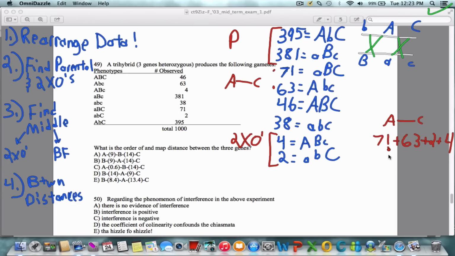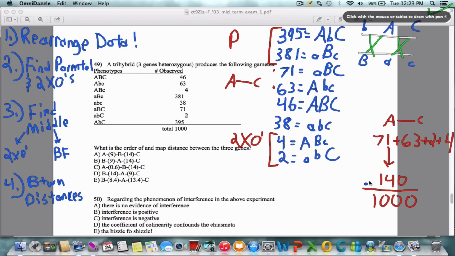So that equals 140, and I need to divide that by my total, which was 1,000. I'm just going to show how I got my answer. Blue, yeah. So that adds up to 0.14 as my answer. I could say 0.140 if I chose to.